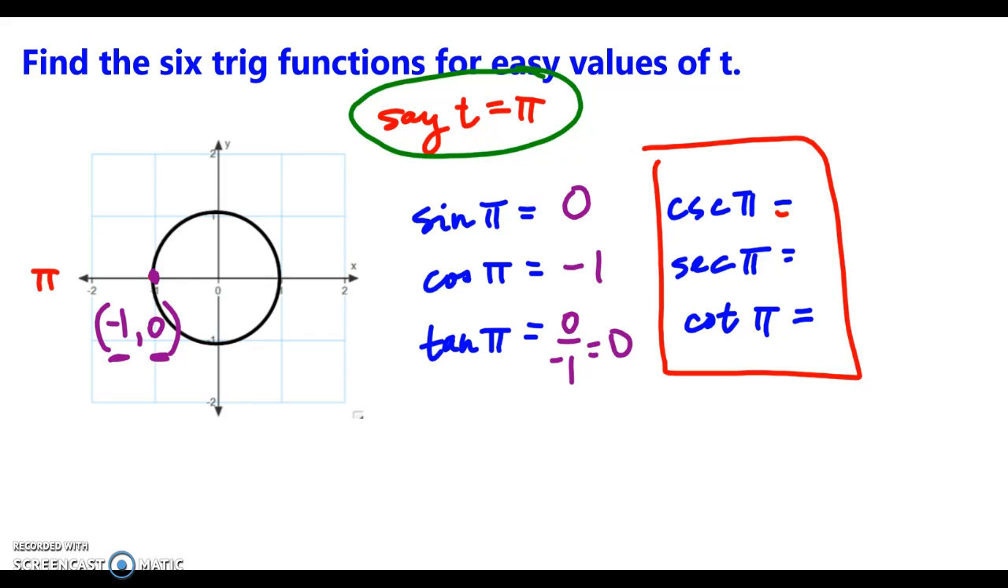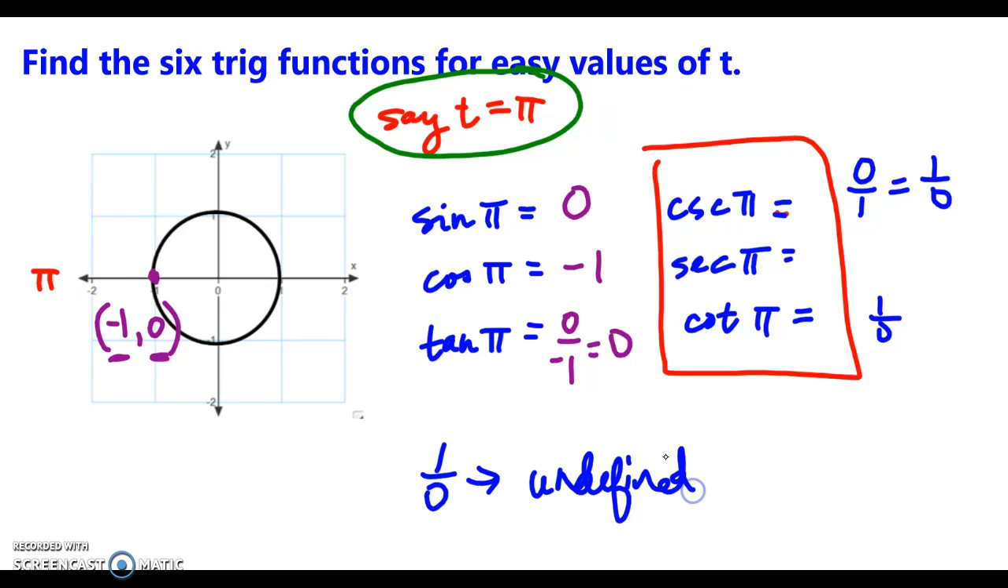And that's where I see students have a lot of issues. If you think of any number can be written as a fraction if you just put the numerator over 1. So if you think of 0 as 0 over 1, the reciprocal would be 1 over 0. And the same thing would happen for cotangent. We would get 1 over 0. Well, 1 over 0 is undefined. You cannot divide by 0. So therefore, the cosecant of pi and the cotangent of pi would both be undefined.